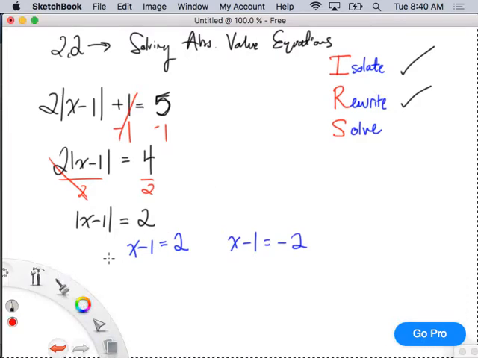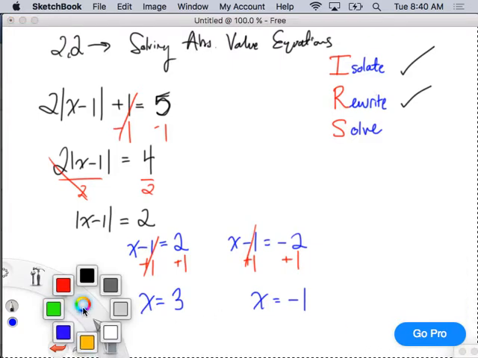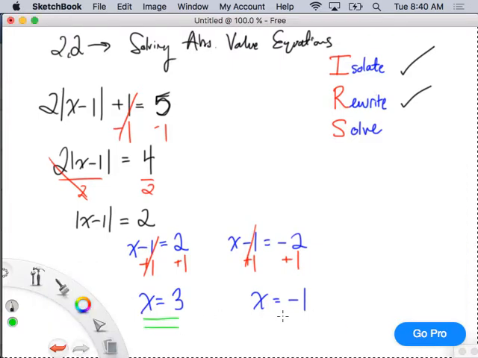Now I go ahead and I solve. Simple. I'm solving for x. I add 1 to both sides of both equations. And I end up with x equals 3. X equals negative 2 plus 1, which is negative 1. And these are my answers. X equals 3 and x equals negative 1. And I have completed my solve step and I'm done.